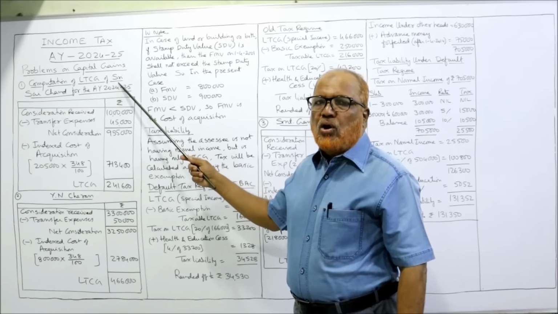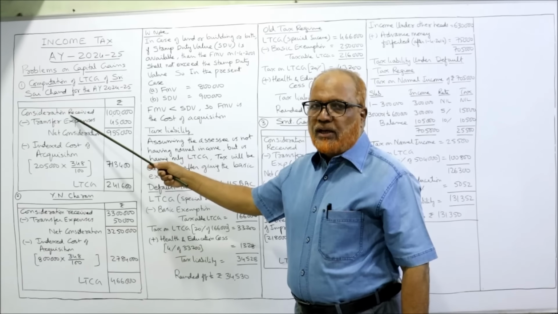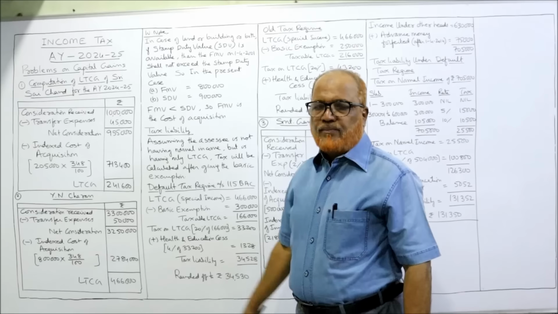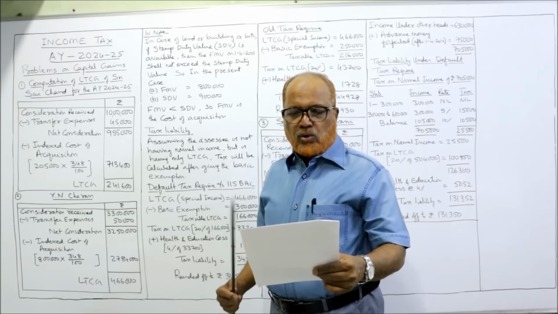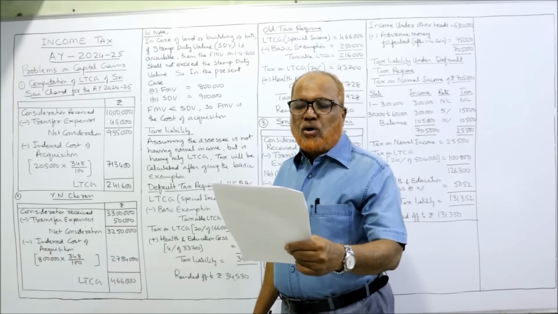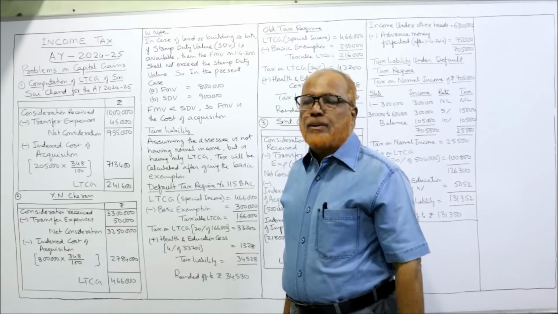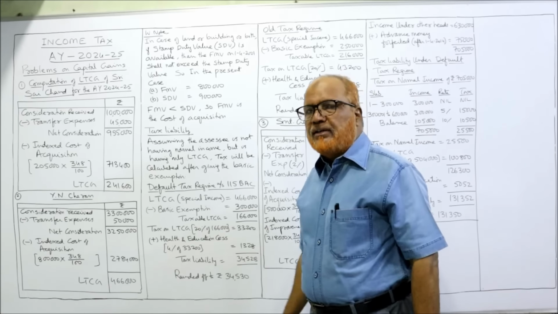Computation of long-term capital gain of Sri Sai Chand for the assessment year. First of all, you should take the consideration received, that means the sale price. At what price was the asset sold? It is given as 10 lakh. Transfer expenses or selling expenses 45,000. Deduct 45,000: 10 lakh minus 45,000, 9,55,000.